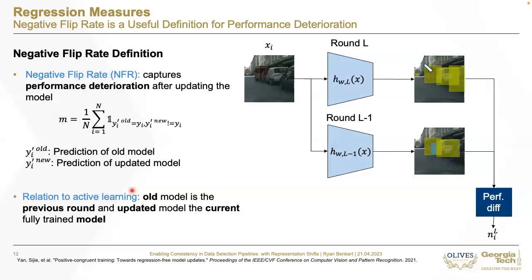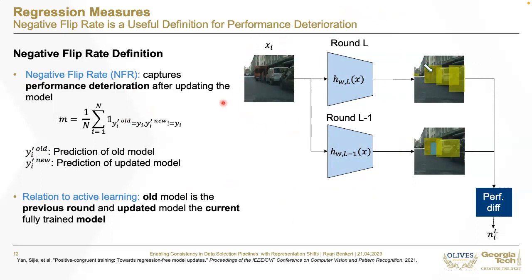So if you take the entire data set, you count all of the samples that had a negative flip, right? That's what you can see over here, and you divide it by the total amount of samples in the data set. Now, how does this relate to active learning? Well, the old model is the previous round, with the smaller data set size, and the new model is with the updated, bigger training set. And that's what I really want to show here on the right.